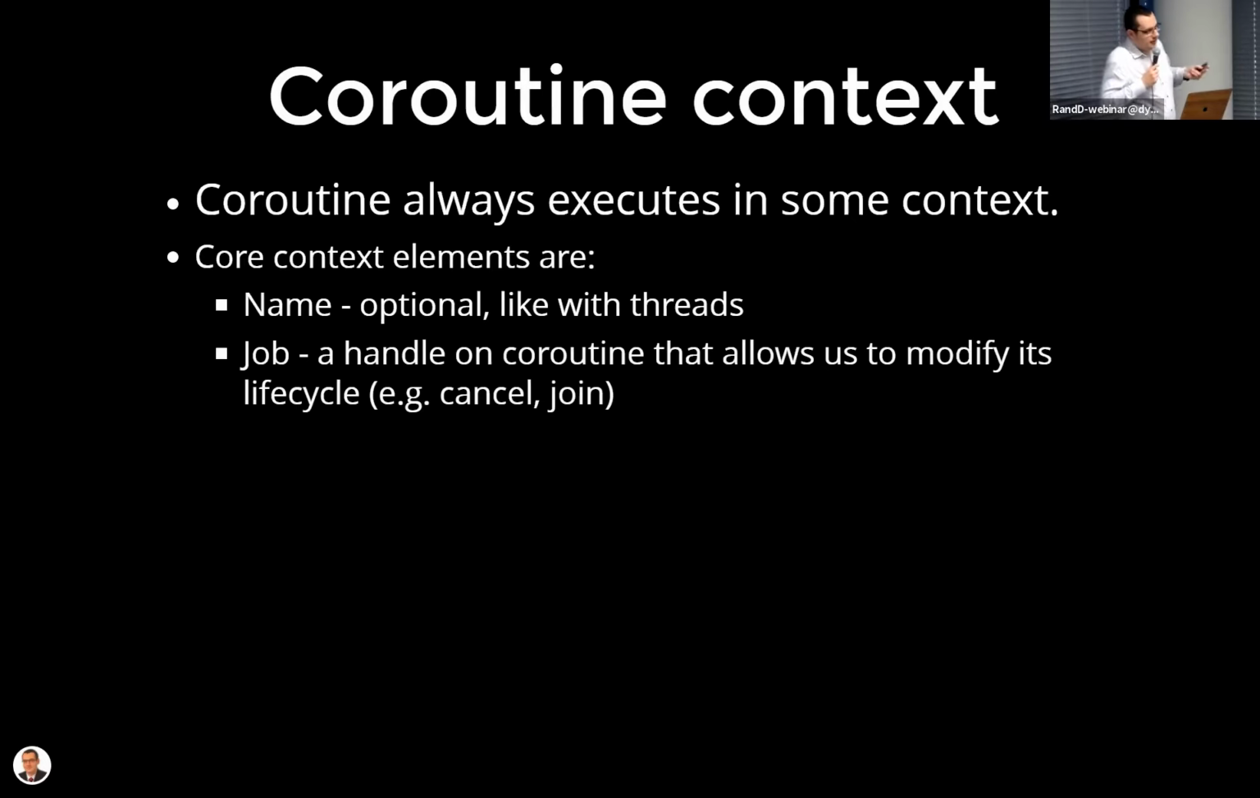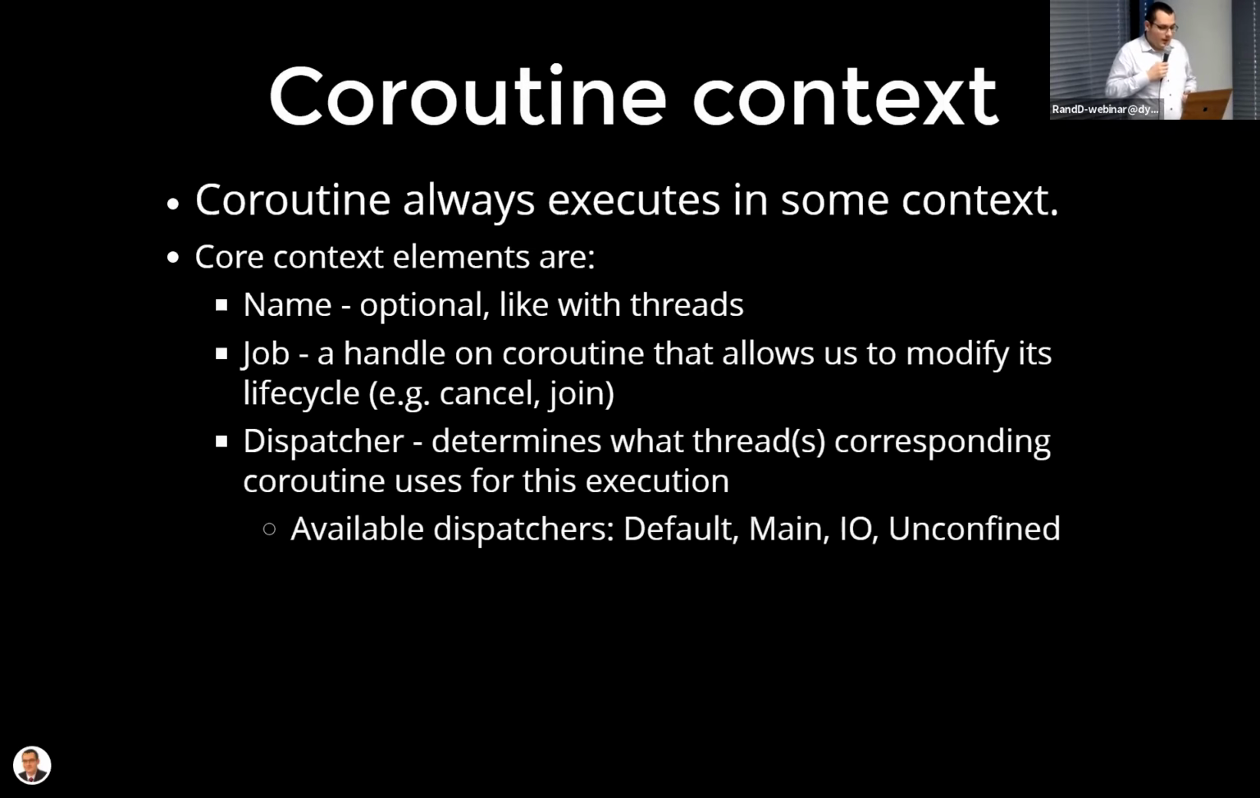And if you're thinking about this deferred future-like object, then it's exactly the thing, because deferred actually extends the job. So job is more like the universal one that you can use always, the base type. And we can also, usually we do have a dispatcher. The dispatcher determines which thread or threads the given coroutine will use for its execution.